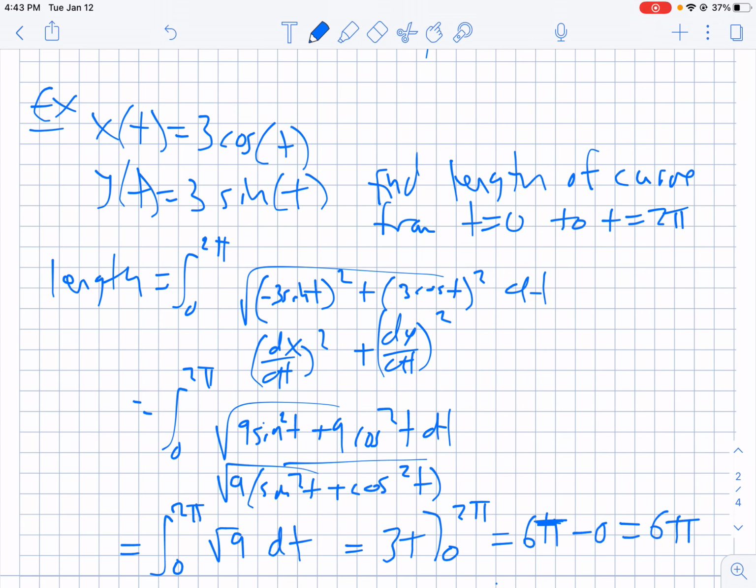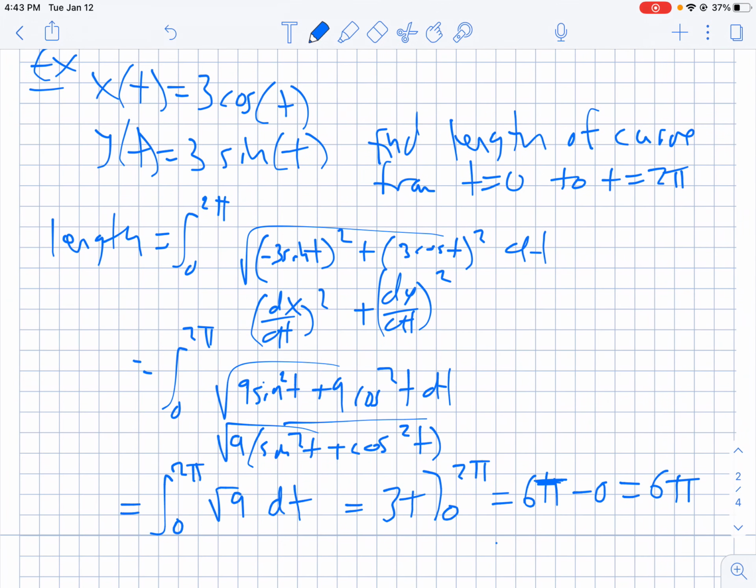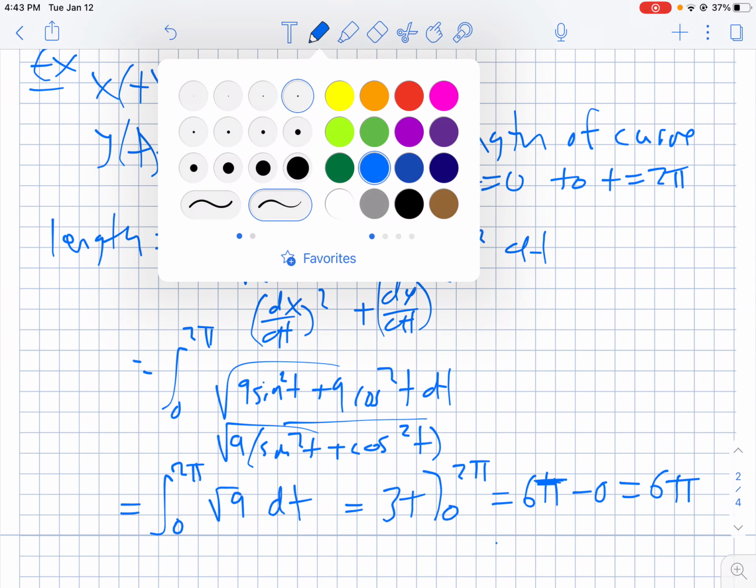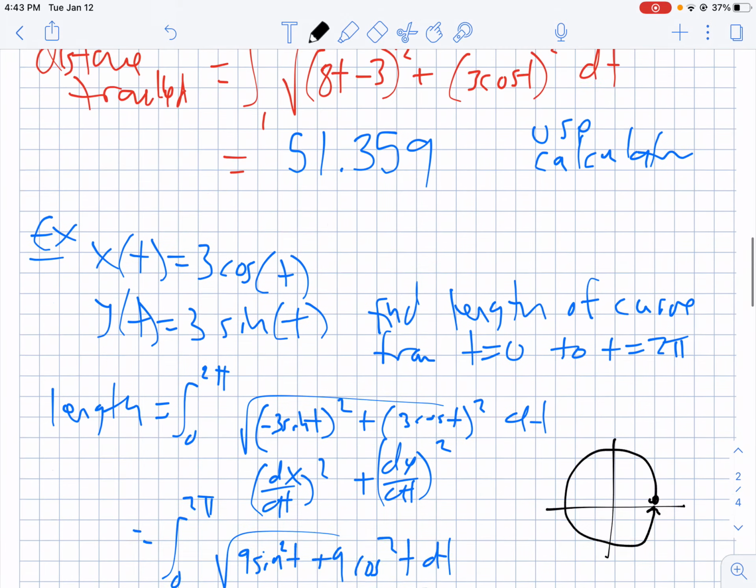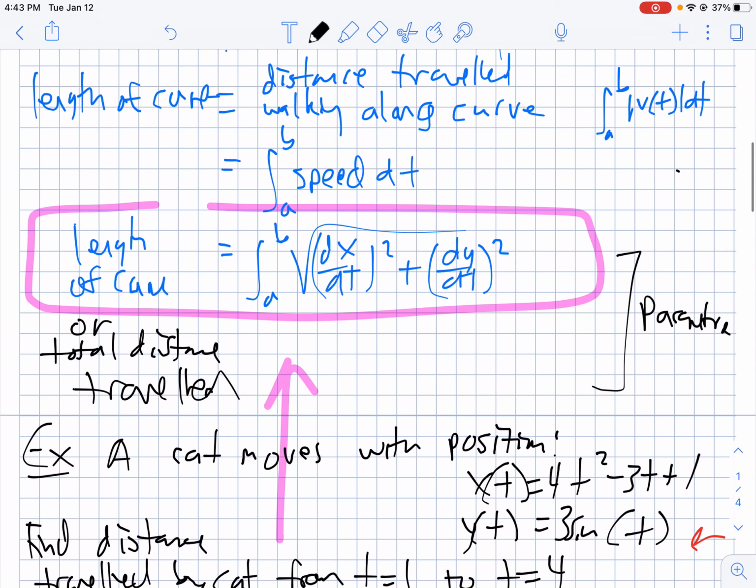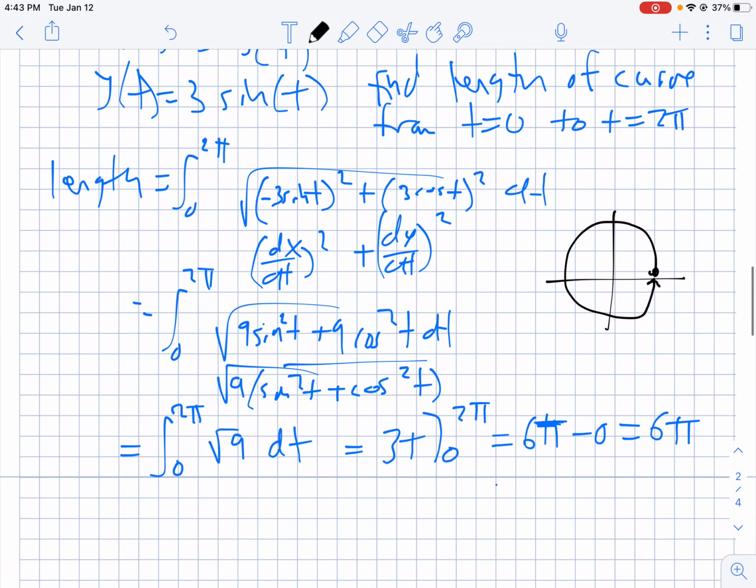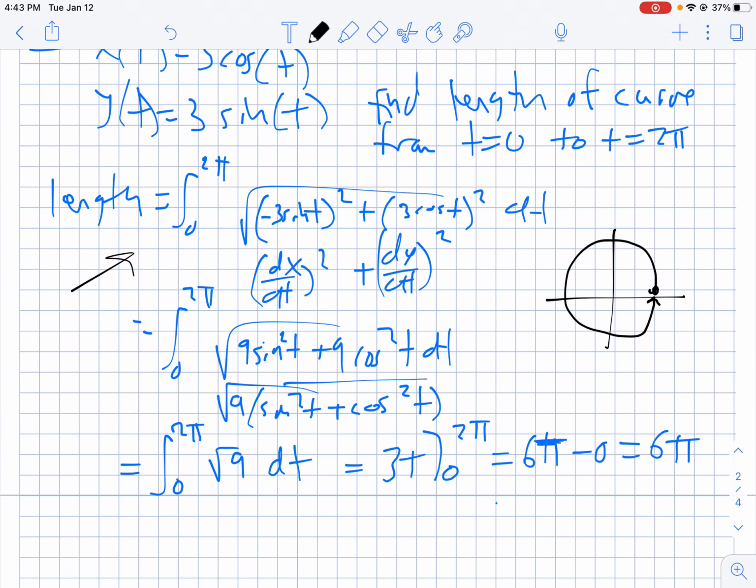Now, this answer should, of course, make perfect sense. If you plug it in your calculator, it's a little less than 20, because this makes a circle. We just found the length of a circle as we go from 0 all the way around to 2 pi. So if you ever forget the circumference of a circle, but remember this length of the curve formula, you can use this. So, cool. Okay, so that's how we find a parametric length of the curve or a total distance traveled. We're just going to use that formula.